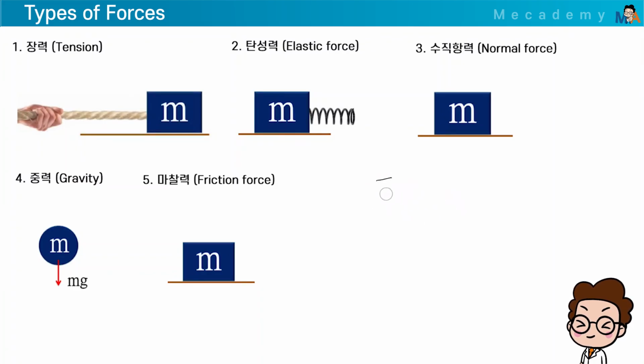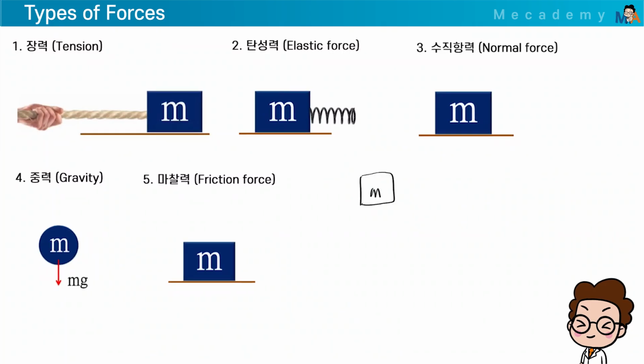Next up is the elastic force. This is the force exerted by objects like springs, basically anything that possesses elastic energy. How do we represent elastic force? If there is an m, let's say it pulls this way, then how is it represented? It is represented as Kx. This relationship was discovered by Robert Hooke.